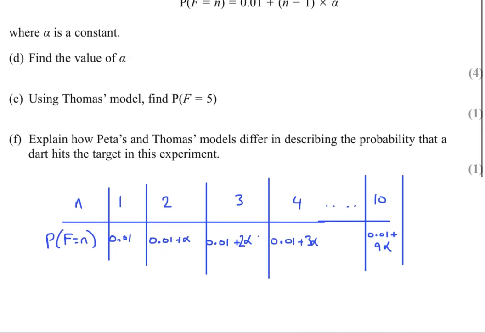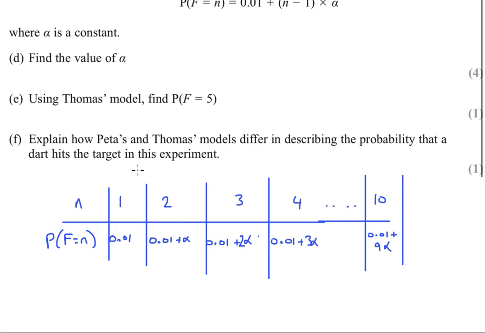Okay, finally, part F asks us to explain how Peter and Thomas's models are different in describing how the probabilities of the targets compare. If you remember, with Peter's model, the child had a 0.1% chance of hitting the target every single time, which means that they had a 0.1% chance of hitting the target the first time, a 0.1% chance of hitting the target the second time, and so on.